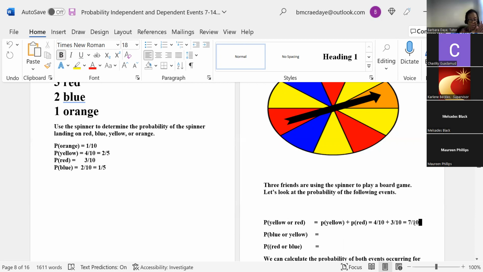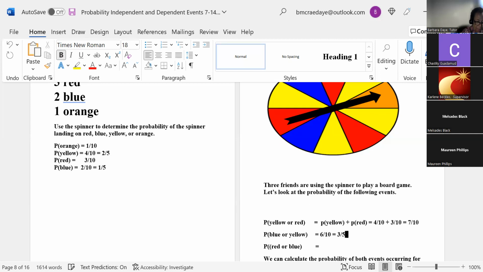Now I want you to do the blue or the yellow. Tell me the answer you get. Should be 6 over 10. 6 over 10, which simplifies to what? 3 over 5. 2 into 6 is 3 times, 2 into 10 is 5.